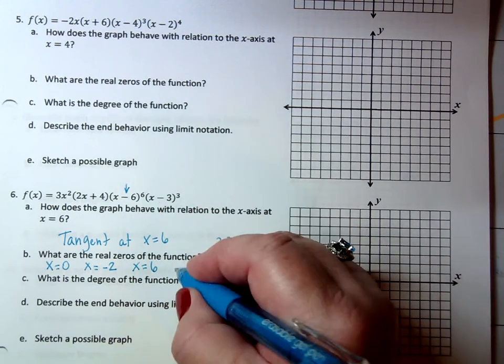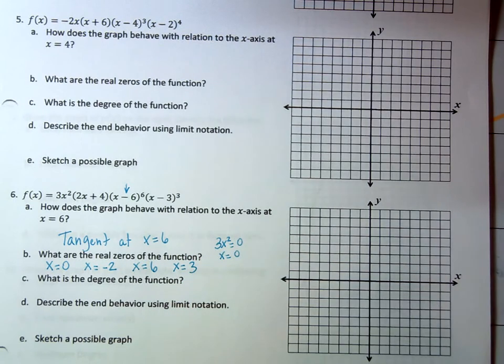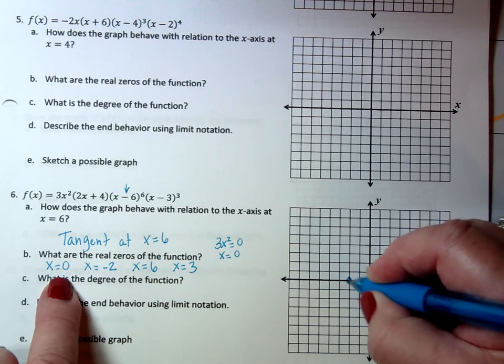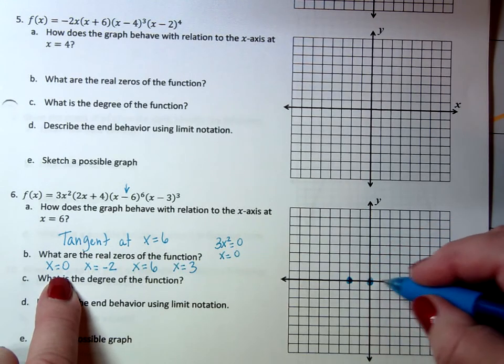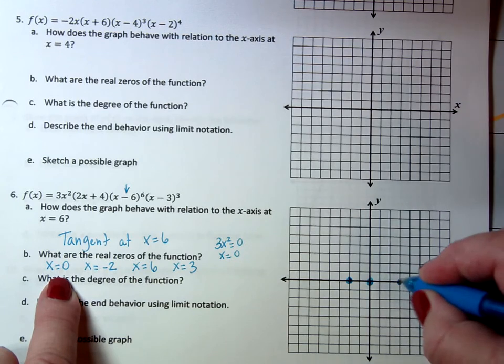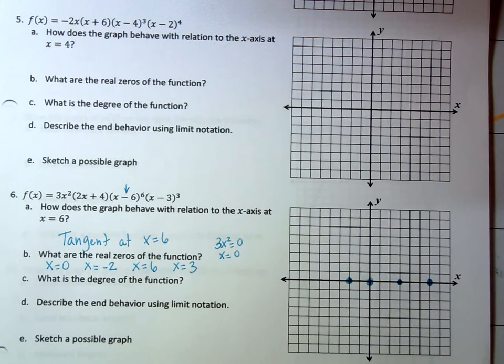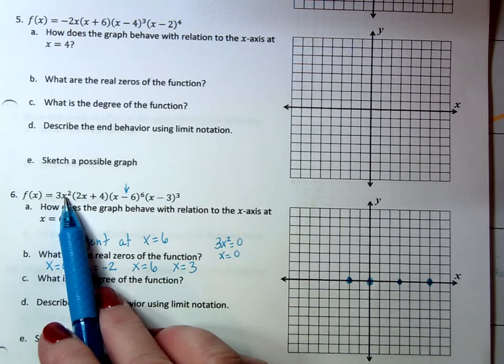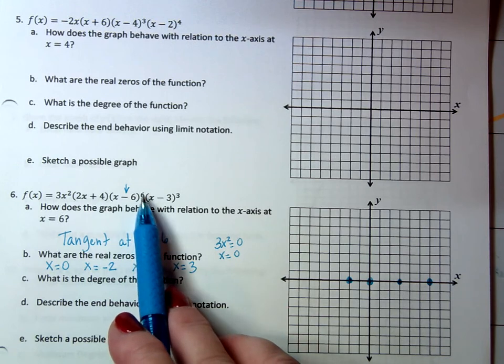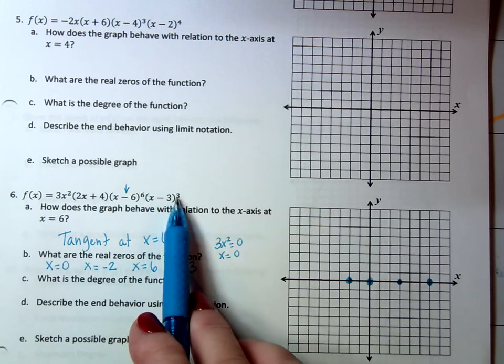So I can put them all across my x-axis. I've got a 0 guy, I got a negative 2 guy, I got a 6 guy, 1, 2, 3, 4, 5, 6. And I have a 3 guy. Well, the degree of the function, let's count up how many x's I've got. 1, 2, 3, 4, 5, 6, 7, 8, 9, 10, 11, 12. The degree is 12.